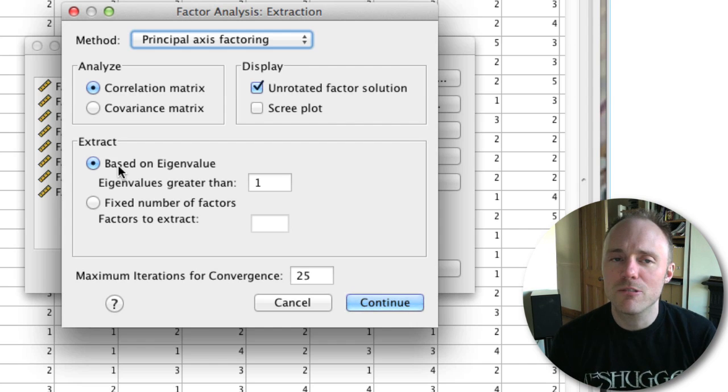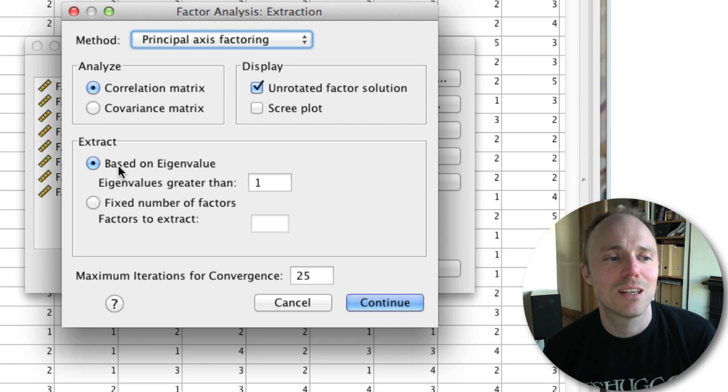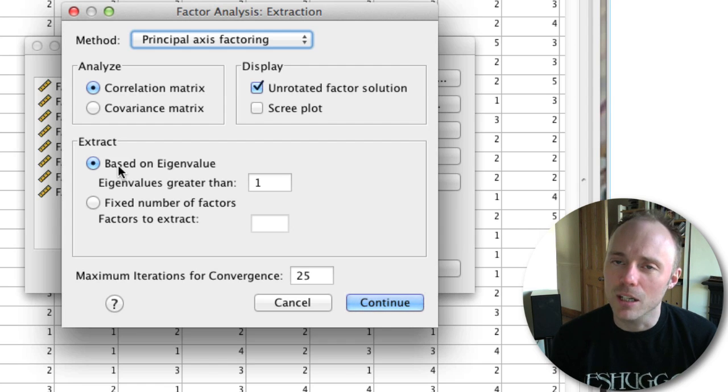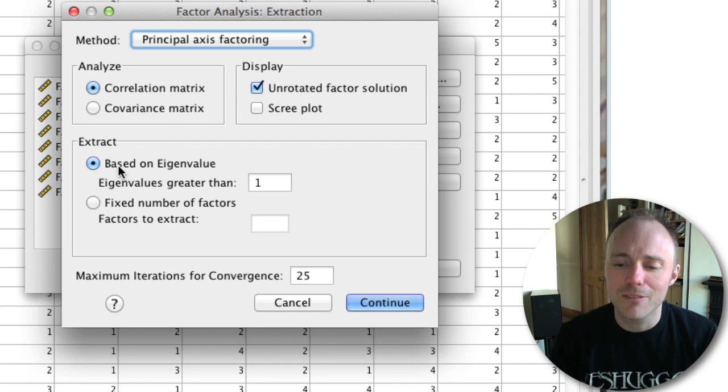Now what will happen first off is SPSS uses this default option where it determines whether a factor is important by the size of its eigenvalue. Now the eigenvalue, horrible word, doesn't mean much to most people, myself included. It's basically a measure of how much variance a factor can explain, so how much variance within the data a factor can chip away at.